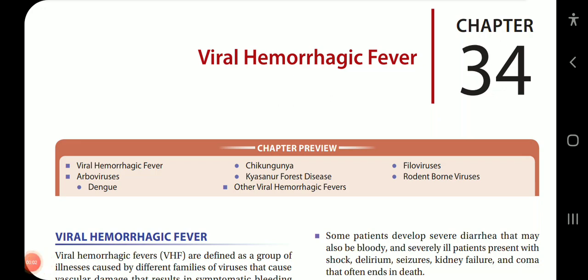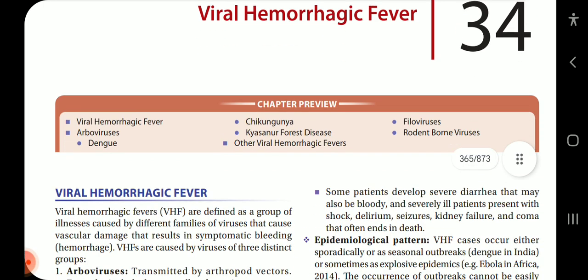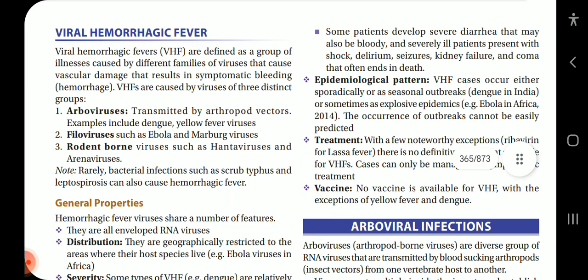Now we'll be starting with chapter 34 of Apurba Sastry's Essentials of Microbiology, which is viral hemorrhagic fever. In this video, we will be covering the introduction and dengue part, while the subsequent parts will be covered in the next videos.